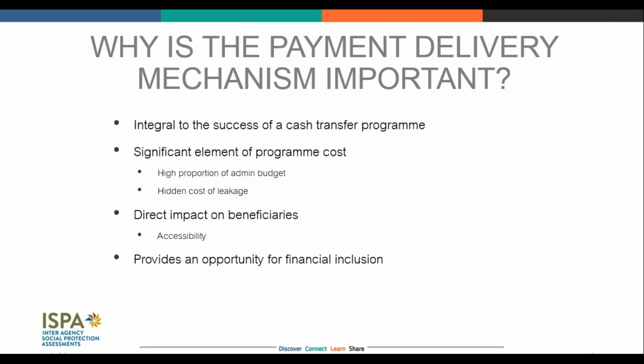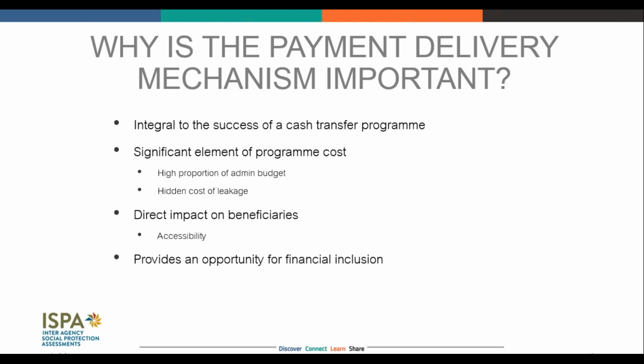It's also a significant element of program cost. There are two different ways that we can look at costs here. In smaller scale programs and those programs operating in remote areas, we see costs in terms of the value of the transfer running at around 15%, so it can be extremely high as a percentage of the value of the transfer. In larger scale and national level programs, this cost can drop to 2 to 4% of the value of the transfer, and we're looking at a range of figures in dollar terms of $1 to $4 per transfer to an individual recipient.